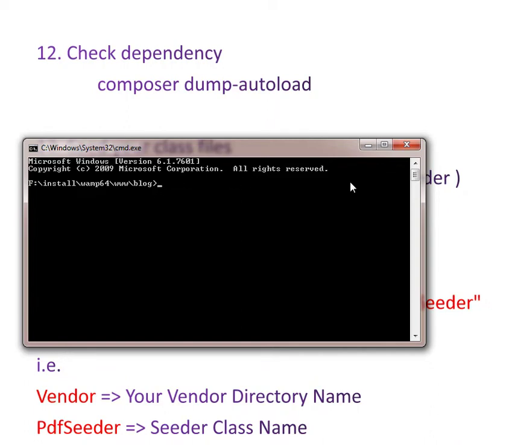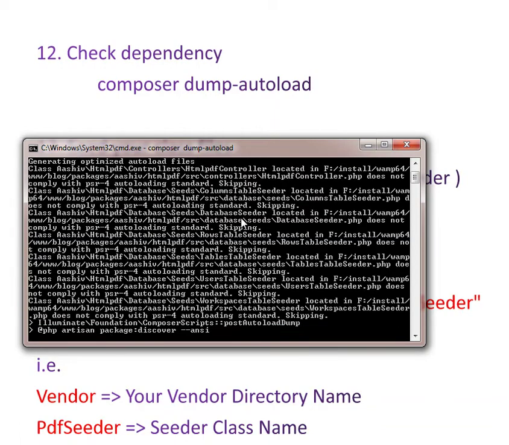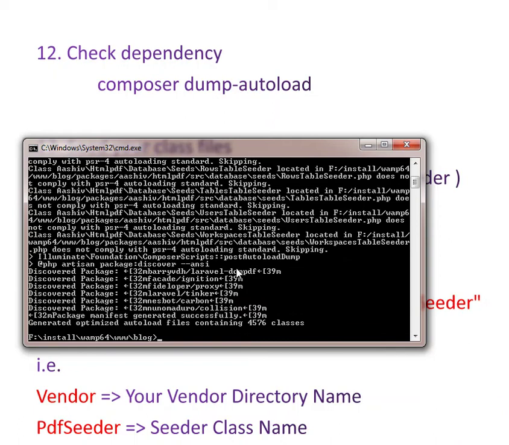First, at step 12, we run composer dump-autoload. Okay, then php artisan vendor:publish.